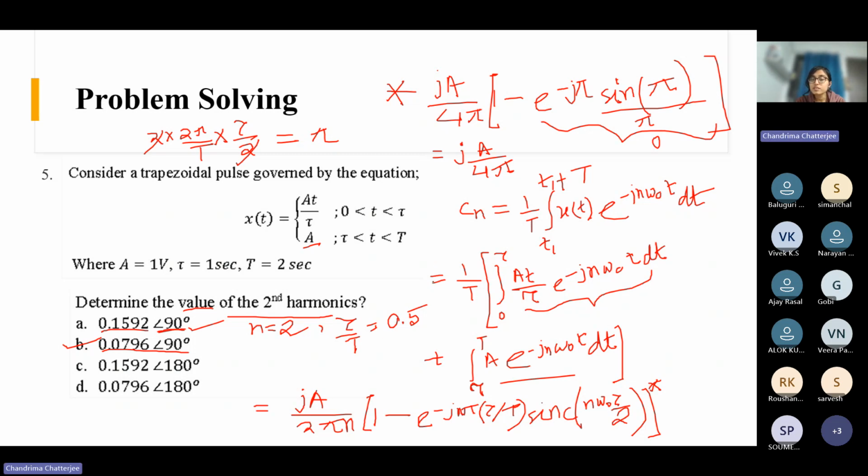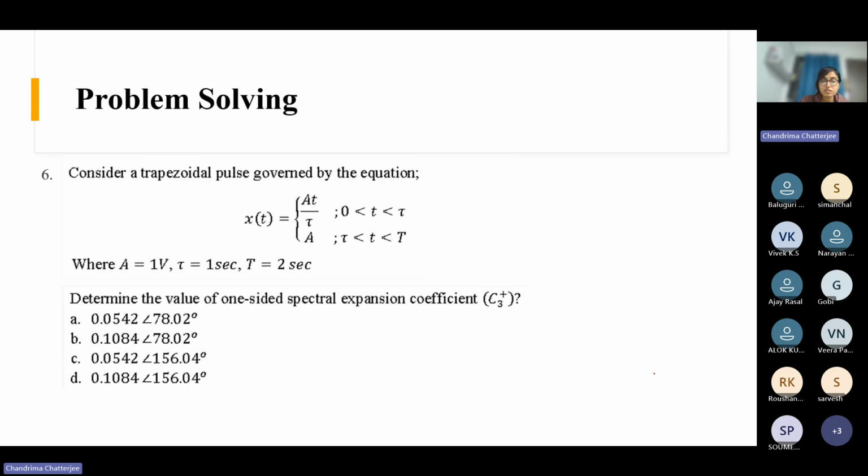So what I will suggest is you try these integrations, because in the exam or in the assignments you will have to solve similar kinds of problems. So you should be very adept at solving these things. Okay. We will go to the next problem.